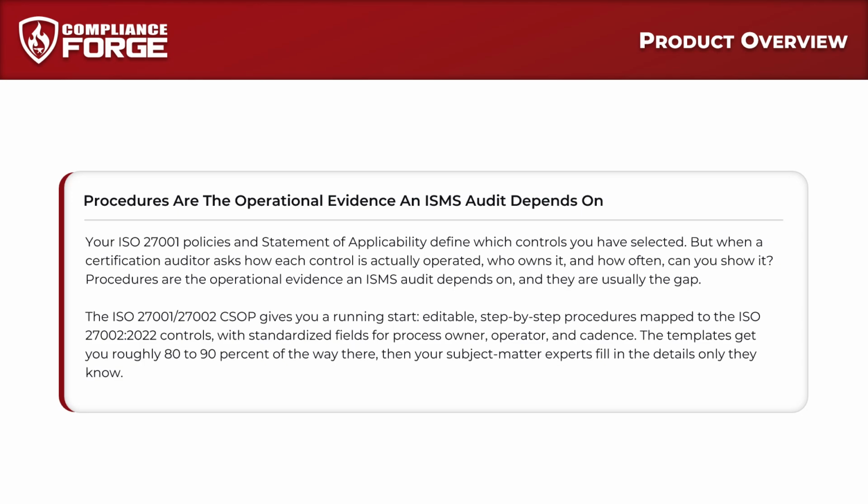The CSOP gives you a running start, editable, step-by-step procedures mapped to the ISO 27002/2022 controls with standardized fields for the process owner, operator, and cadence. The templates get you roughly 80 to 90% of the way there, and then your subject matter experts fill in the details only they know.